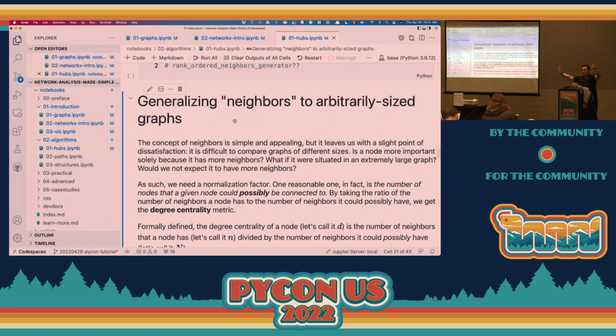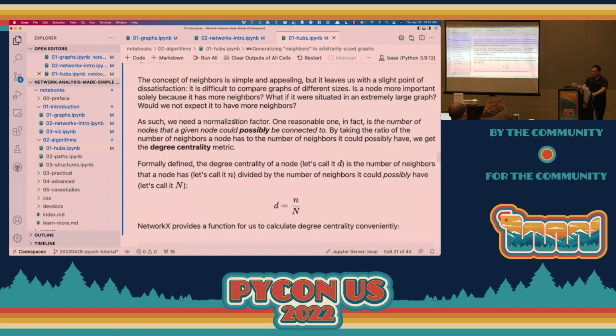So in this case, a node that has 14 neighbors out of 14 possible neighbors would be really important in that small graph. And if you were to rank that node against the other one that had 450 neighbors out of a possible 600, you might even say that this node in the small graph is actually more important for the small graph compared to that node in the bigger graph, right? That's what this centrality metric is all about.